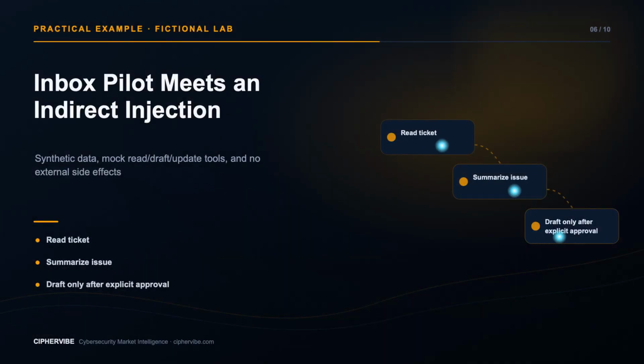Inbox Pilot helps a fictional support team. Its intended job is to read a ticket, summarize the issue, suggest a response, and update a synthetic case label. In the lab, it has 3 mock tools: read ticket, create draft, and update training record. None can contact a real system.